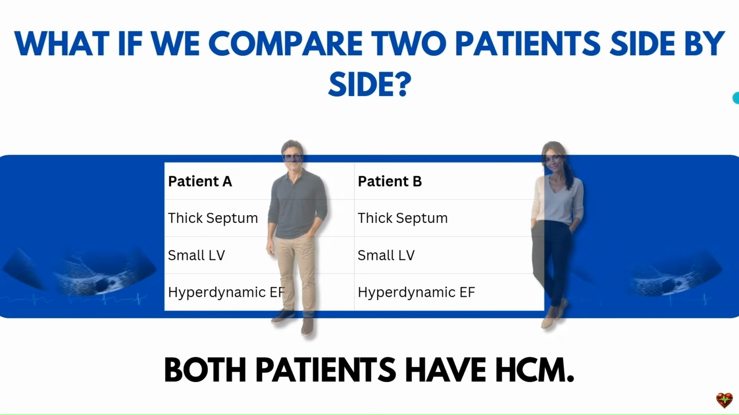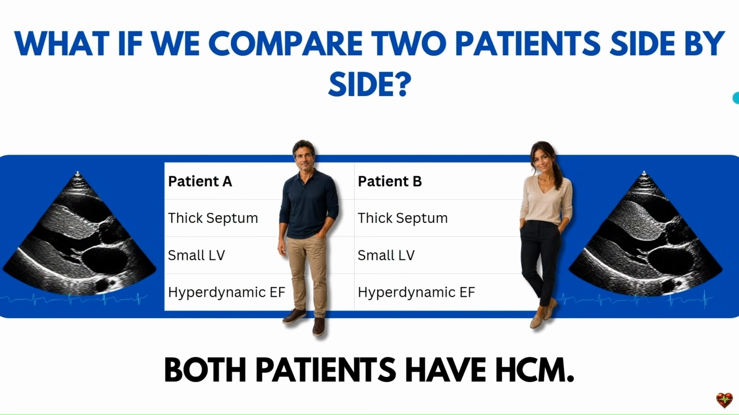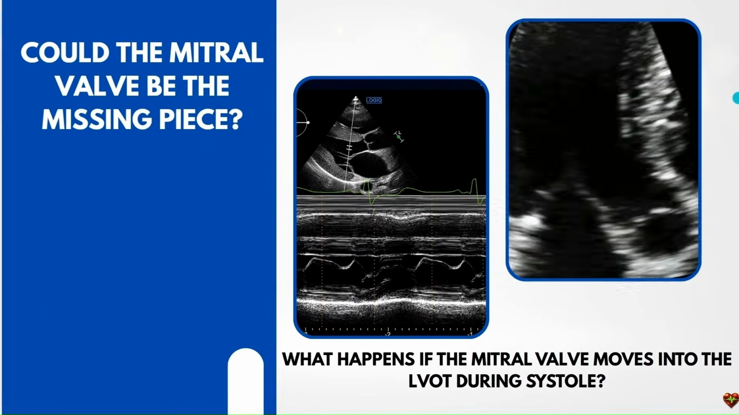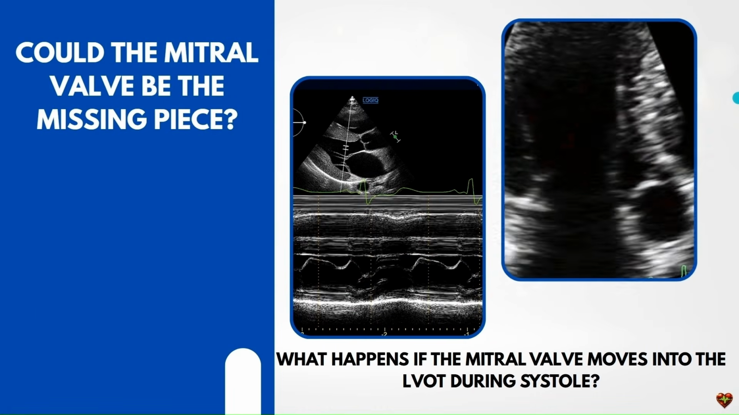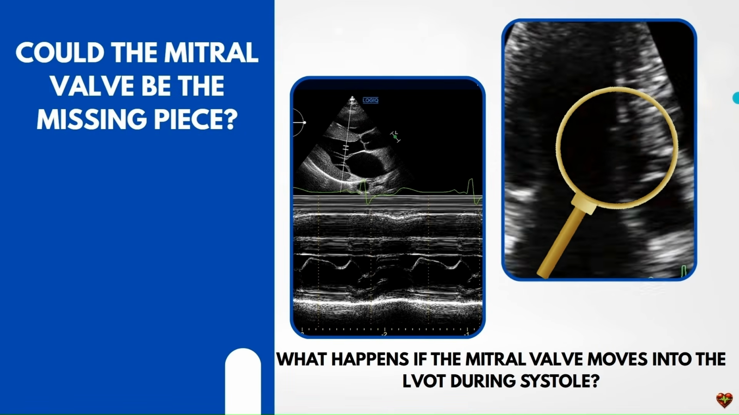Now look at these two patients side by side. Their anatomy is remarkably similar, yet only one develops obstruction. So what's the difference? The degree of hypertrophy by itself cannot explain HOCM. We are still missing a critical piece of information. So what are we not looking at? I want you to ignore the septum for just a moment. Instead, look at the mitral valve.